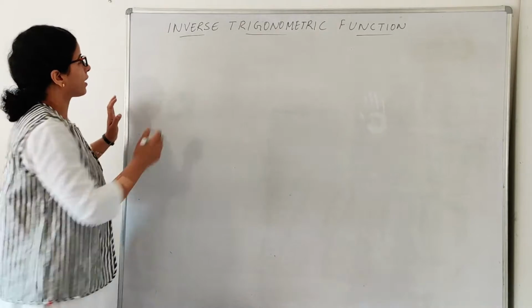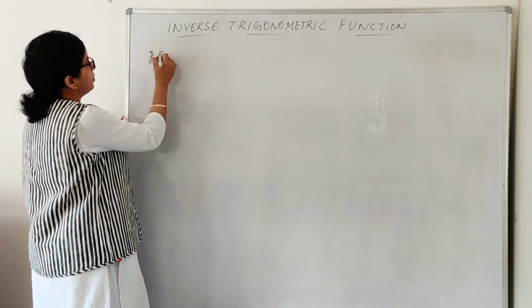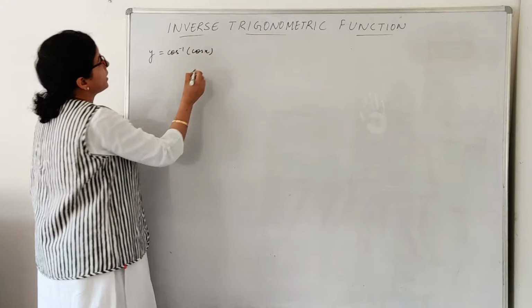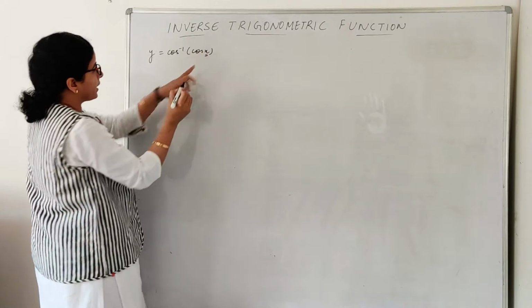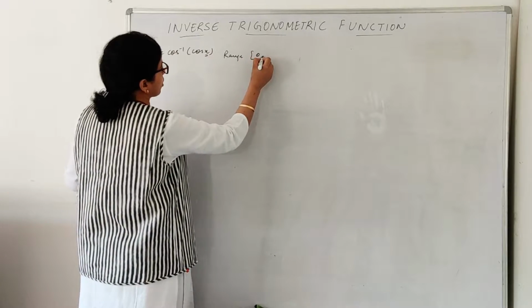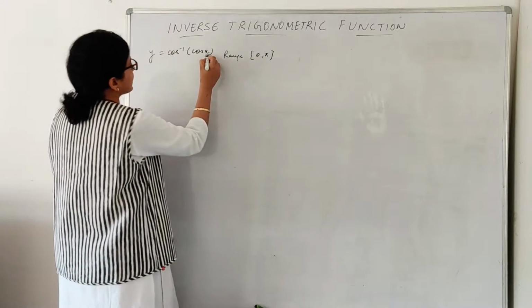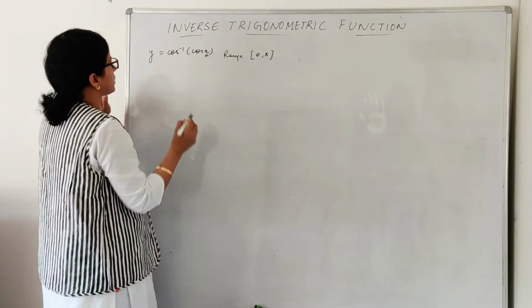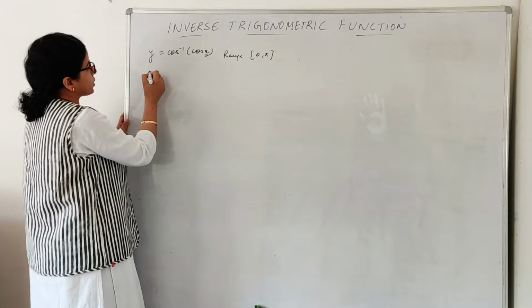Now let us check the graph for y equals cos inverse cos x. Right? So here also x can take any value, but the range of the function is the closed interval 0 comma pi. But this x can take any value. So now we have to find the graph of this function. We will solve this equation.